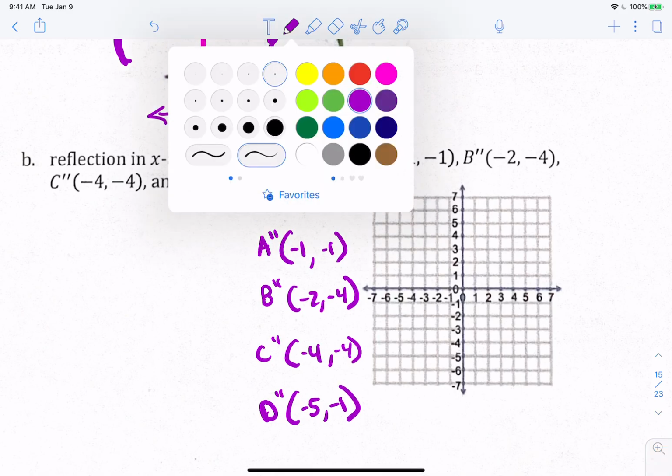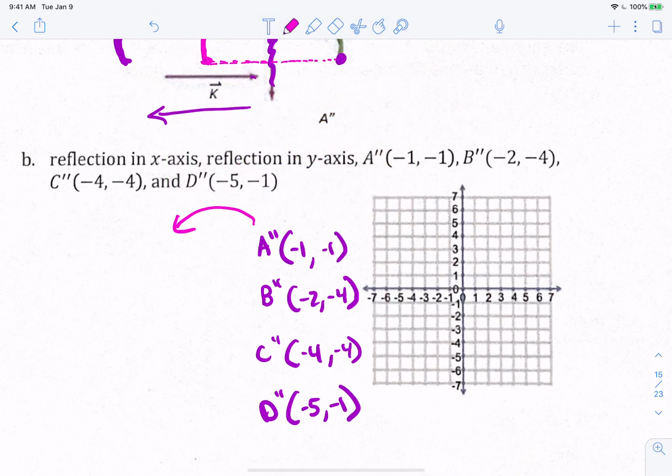Throw it. We're going back the other direction, so I need to backtrack. The first thing that we're doing is reflecting across the x-axis, then we're reflecting across the y-axis. So if I'm going back the other direction, what do you have to do first?